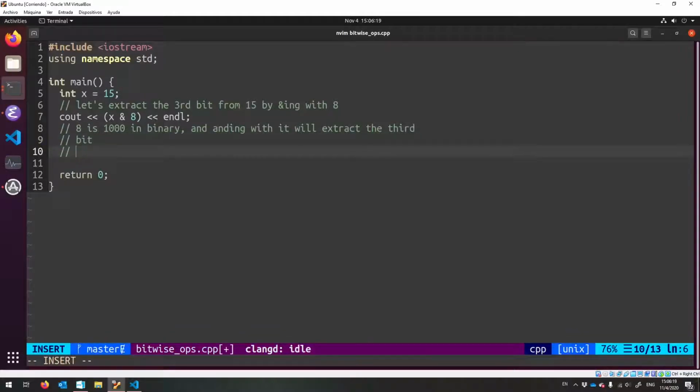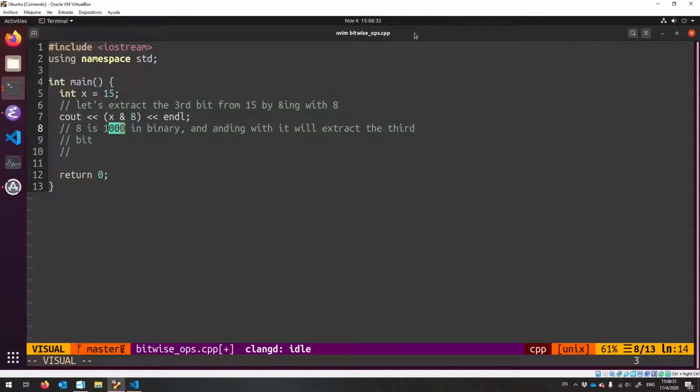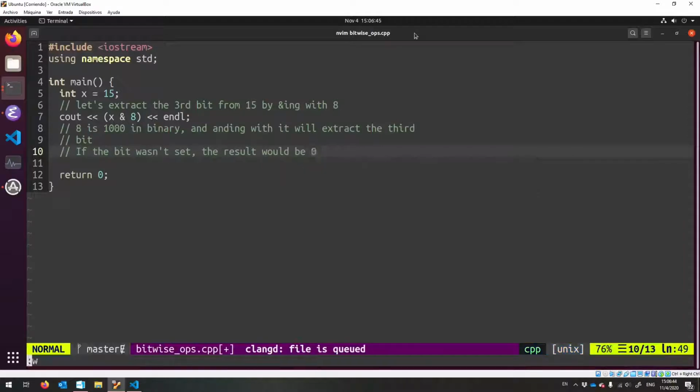If that bit wasn't set, notice that if I have a 0 anywhere in a number, it's automatically never going to be anything other than false, because one side was false. That's what AND does. It only is true if they're both true. So if that bit wasn't set, the result would be 0. I hope you see that.